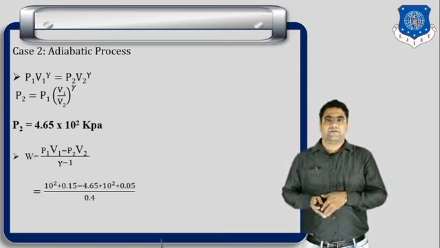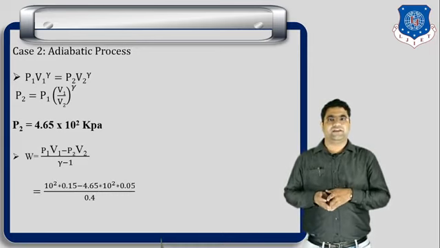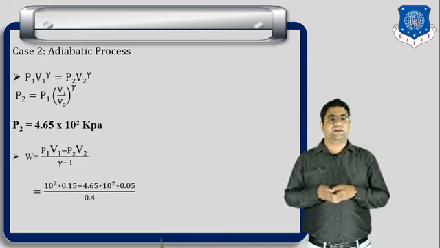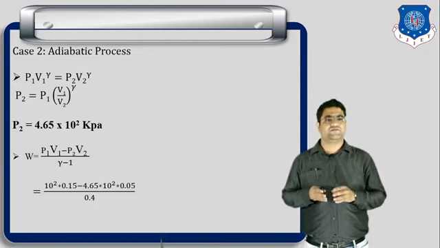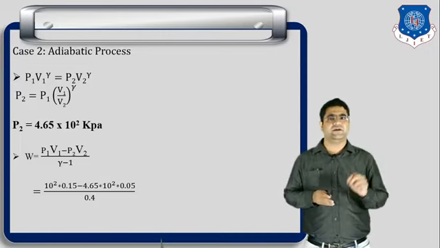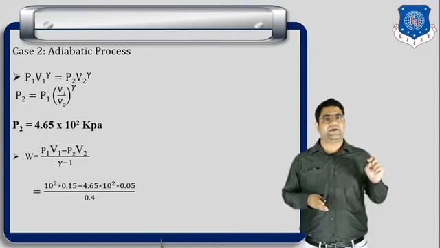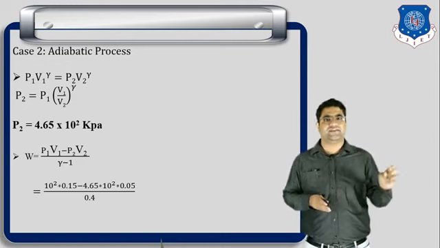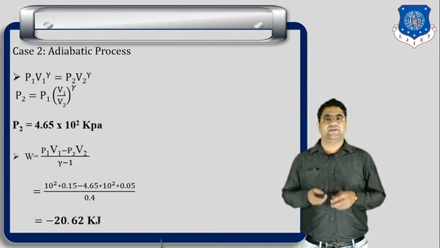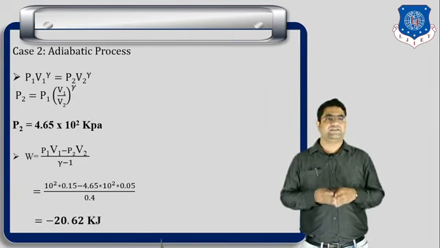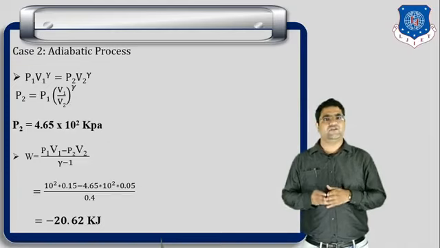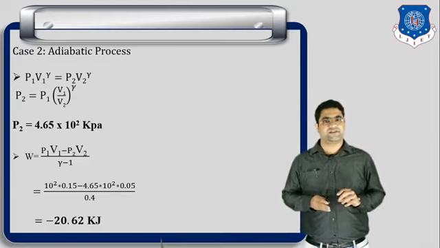Okay. Now we can put all the values in the equation of work done. So here the value of P1 is 100 kilopascal, the value of V1 is 0.15, the value of P2 is 4.65 multiplied by 10^2, and the value of V2 is equal to 0.05, upon gamma minus 1. Gamma is 1.4 minus 1, that is 0.4. So we can get W equal to minus 20.62 kilojoule. So this is the value of work done for the adiabatic process.